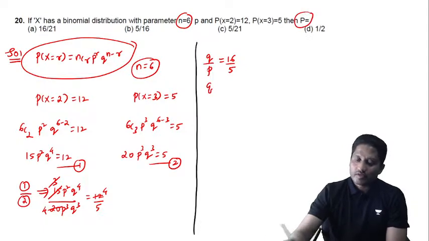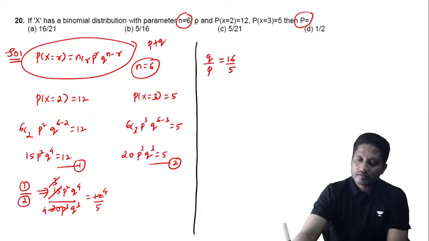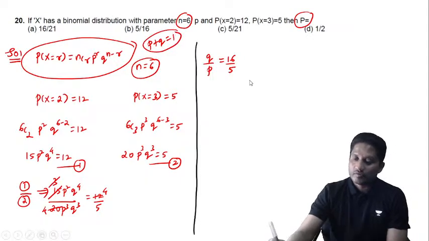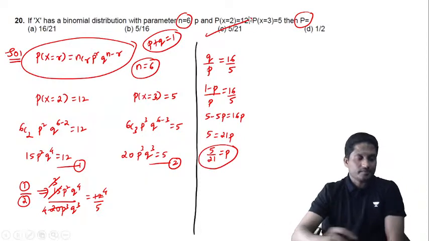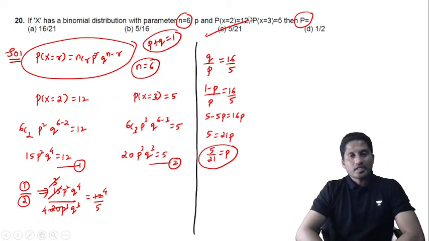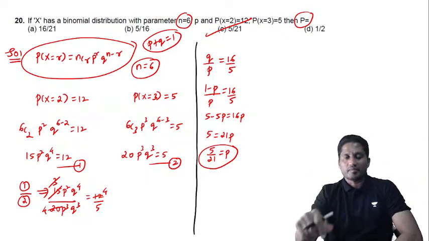So I should eliminate q, right? q is equal to 1 minus p, because p plus q is 1. Success plus failure will be equal to 1. From this, (1 minus p) by p is equal to 16 by 5. 5 minus 5p is equal to 16p. So 5 is equal to 21p. 5 by 21 is equal to p. Answer is option C. Isn't it, guys? I guess this was asked in a 2019 paper.